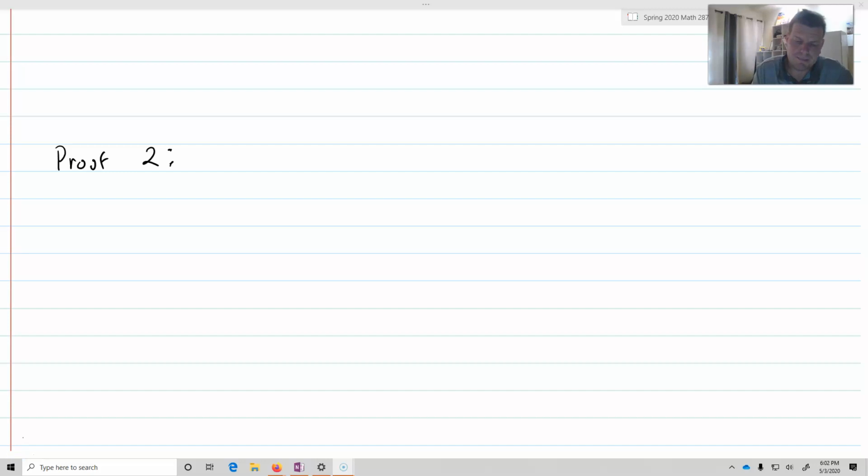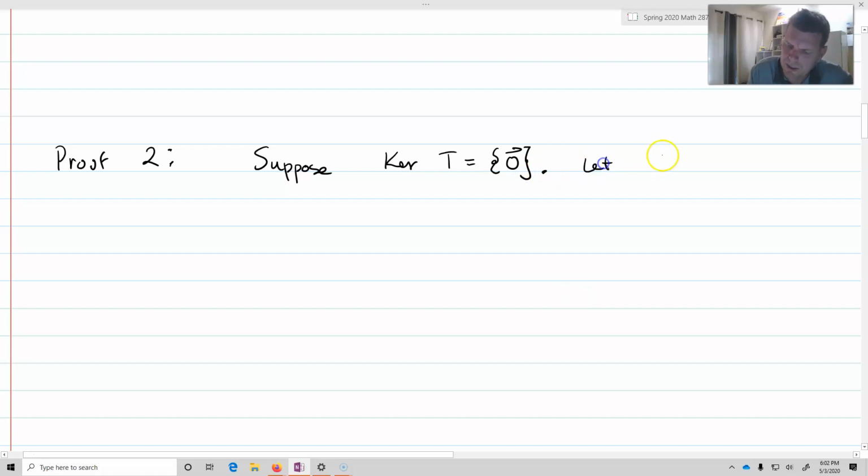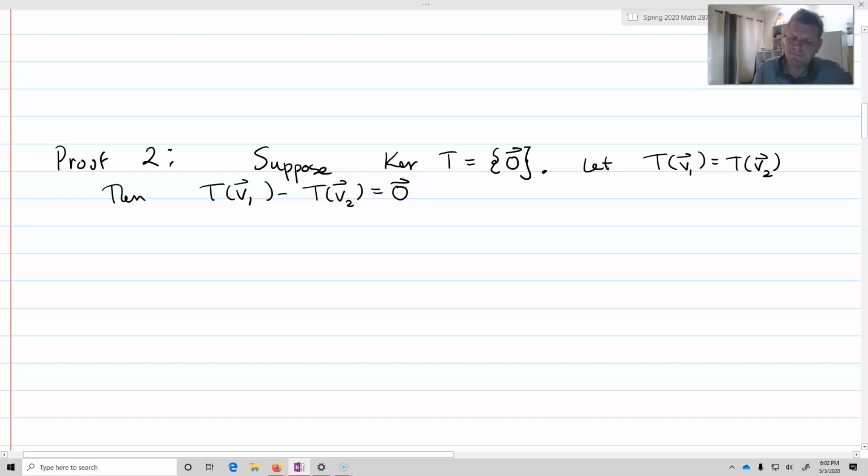Now we want to go the other way around. Suppose that the kernel of T is equal to 0, the 0 vector. We let T of v1 equal T of v2. Then, using just a little subtraction, T of v1 minus T of v2 ends up equaling 0. And because T is a linear transformation, that also gives us that T of v1 minus v2 equals 0. So we kind of bring it inside.